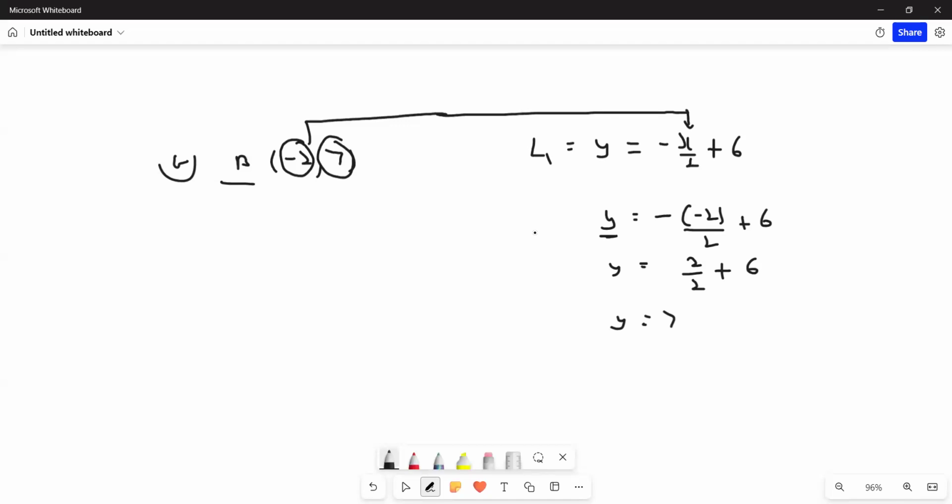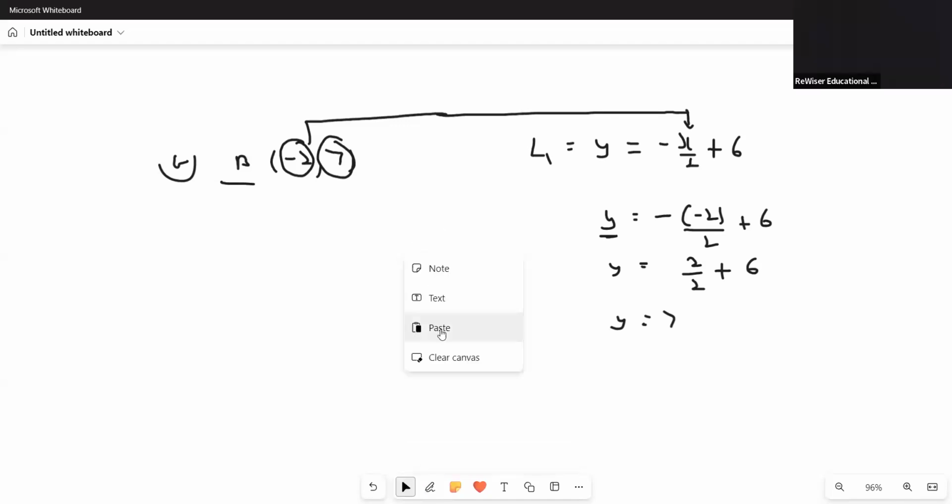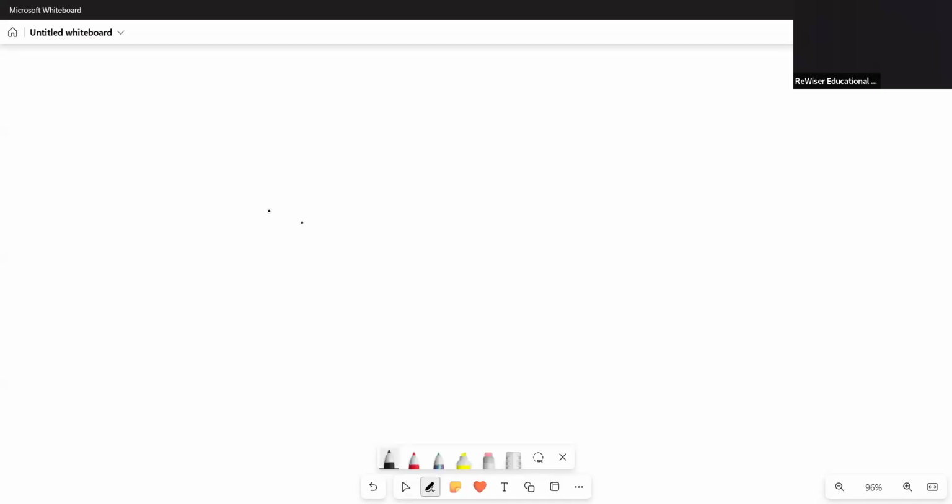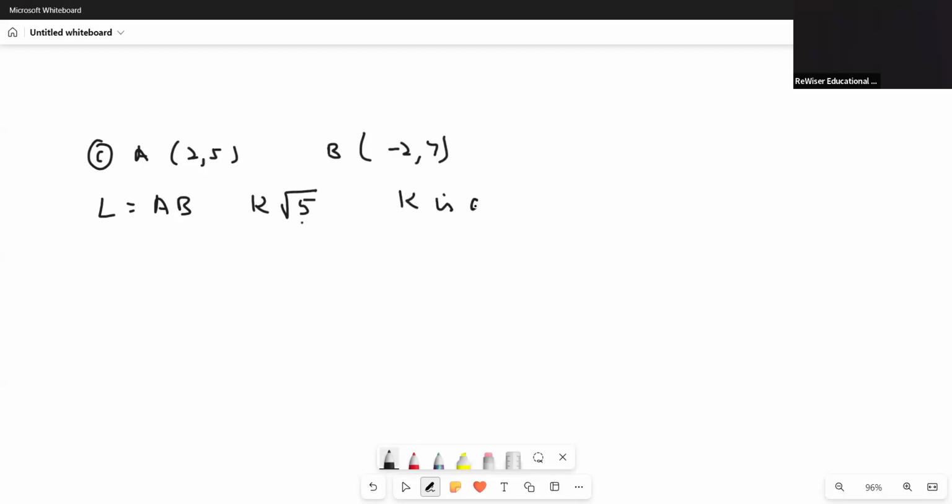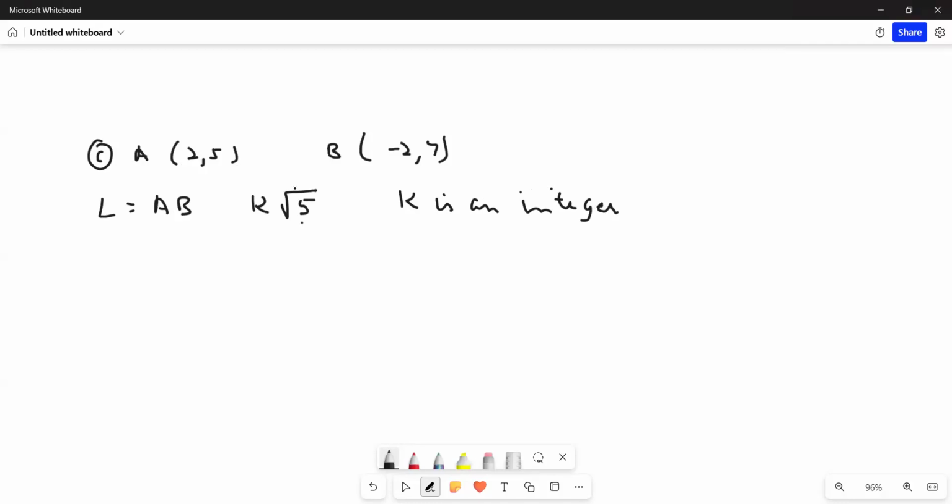So now the C part of the question, again, I'll write the information for you. The coordinates of A that they have given is 2 comma 5, and the coordinates of B that they have given is minus 2 comma 7. They said show that the length AB, that means the distance AB, can be written in the form of k root 5, where k is an integer. Valencia, will you be able to do this using the distance formula? Yes, sir. Try that.